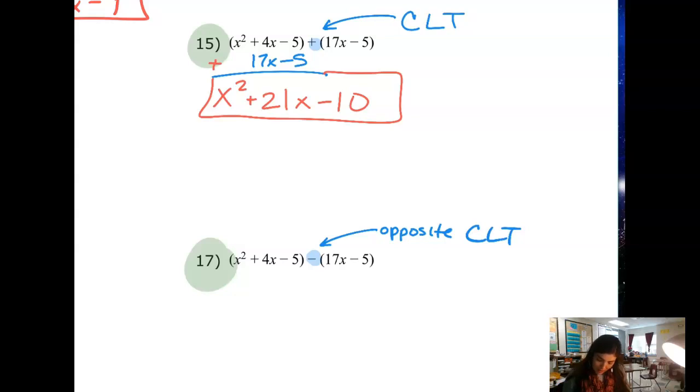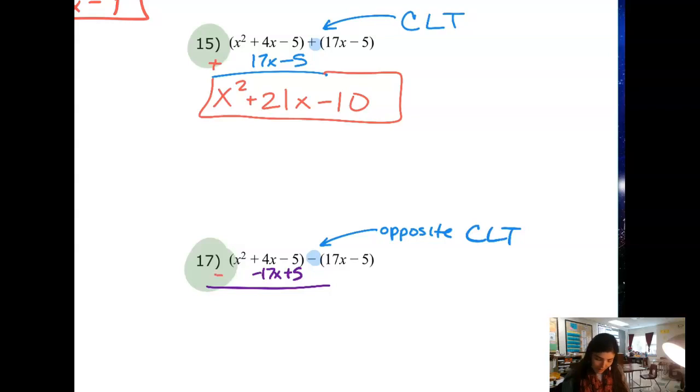So instead of 17x and -5, I'm going to line up -17x and a +5. Those are both the opposites of the second parentheses. It was 17x, now it's negative. It was -5, now it's positive.